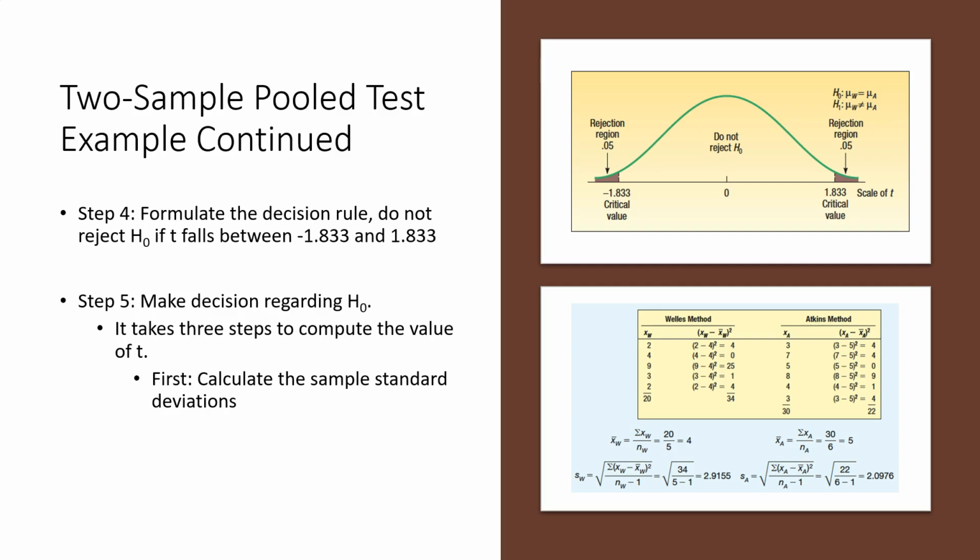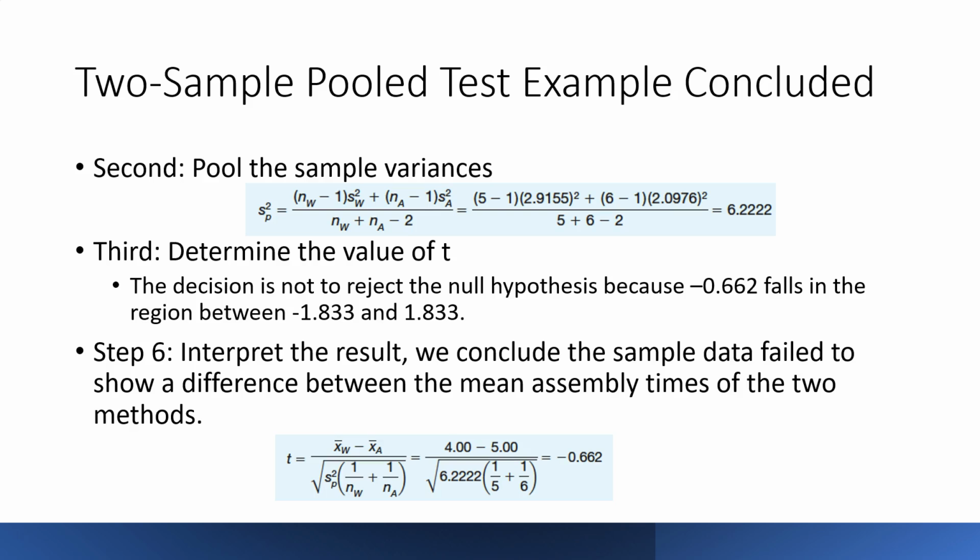And so when I look up degrees of freedom of 9 on a two-tailed test with a 0.1 significance level, my critical values are going to be plus and minus 1.833. And so then I take those values and plug them in to calculate my sample standard deviations. Then, using that, we're going to pool the sample variances, which are basically the sample standard deviations squared, so that we can then calculate our t-value.